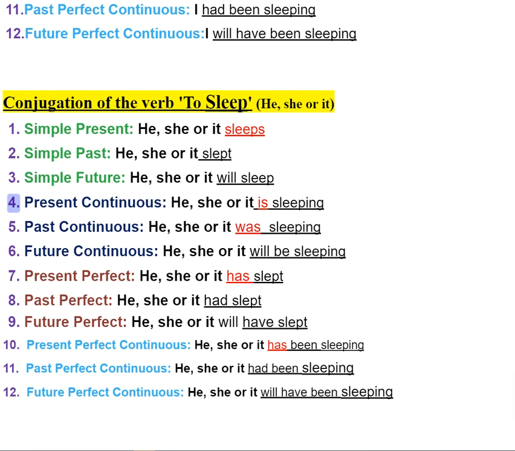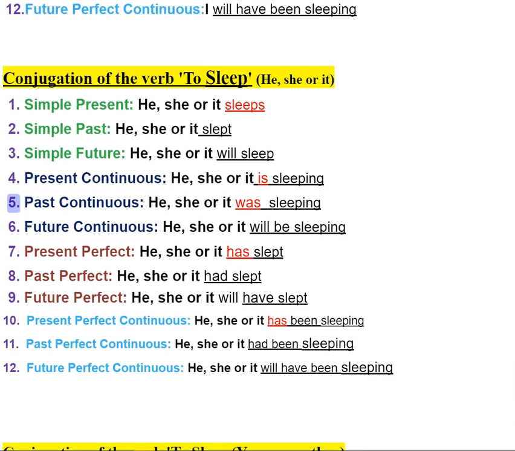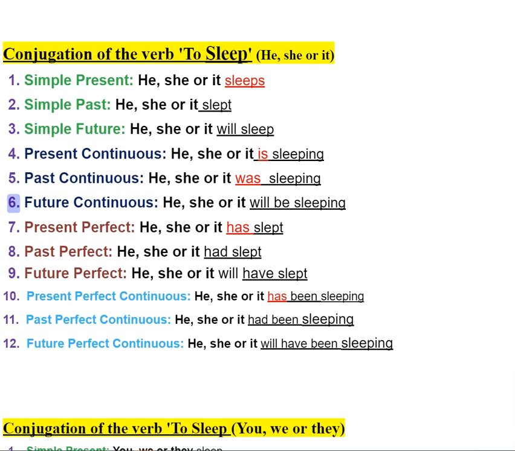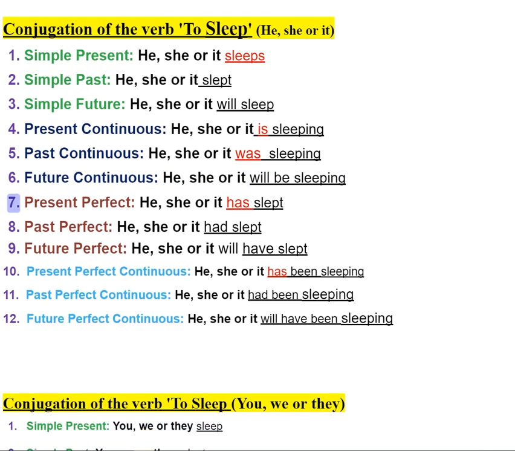4. Present continuous. He, she or it is sleeping. 5. Past continuous. He, she or it was sleeping. 6. Future continuous. He, she or it will be sleeping. 7. Present perfect. He, she or it has slept.